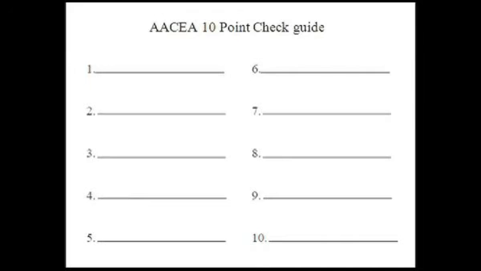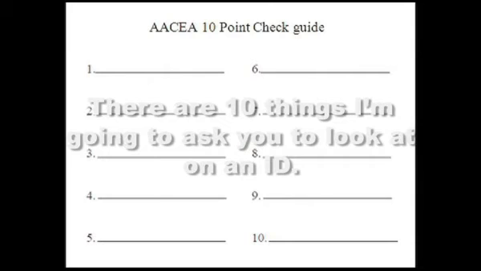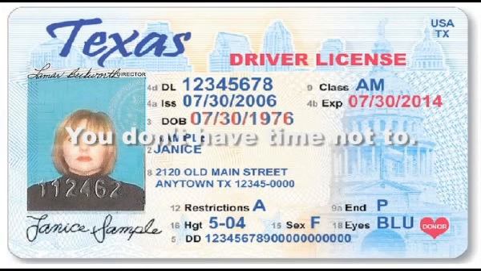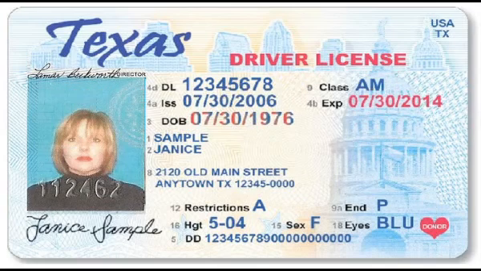I'm going to give you a roadmap which is going to help you out a great deal. This is a 10-point checking ID card, and on page 28 in your student manual, you can find one to use while working. There are 10 things I'm going to ask you to look at on an ID. Now you might be thinking, 10 things on an ID? I don't have time to look at 10 things on an ID. You don't have time not to. If you serve a minor in this day and age, the legal ramifications, both civil and criminal, can be huge.